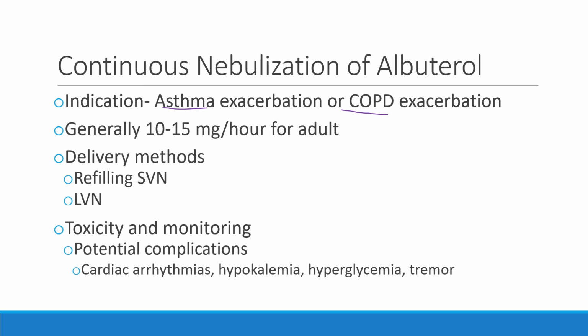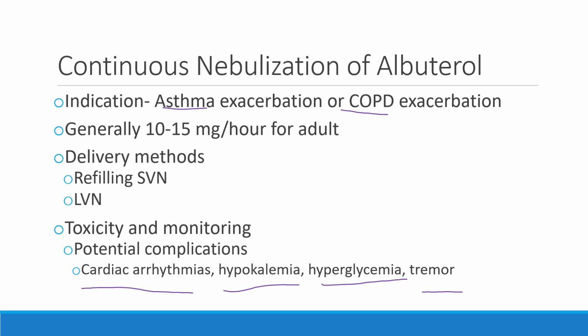But the big thing here is the toxicity and monitoring. There are a lot of potential complications here with cardiac arrhythmias, more in adults than kids, but cardiac arrhythmias especially. It can take out potassium, cause hypokalemia, right? And that's what we see there. Hyperglycemia, and then even tremors. So there are a lot of side effects that can be associated with this. The NAEPP, the National Asthma Education and Prevention Program, also recommends doing the 3 doses versus doing a continuous nebulizer. So you might see that difference out there.